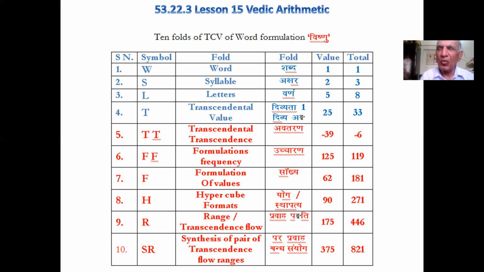Reaching from core of the earth to core of the sun is one orientation. Coming back from core of the sun to the core of the earth is another orientation. This perhaps will provide us the proper hint as to how the transcendental transcendence value in respect of the formulation Vishnu is minus 39.